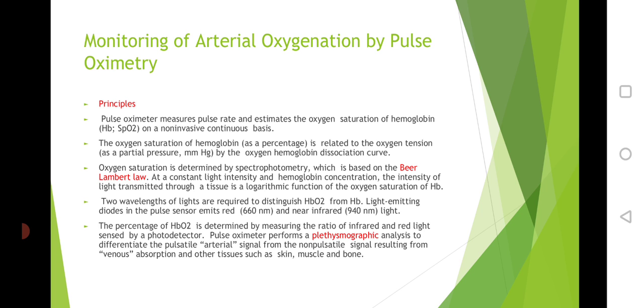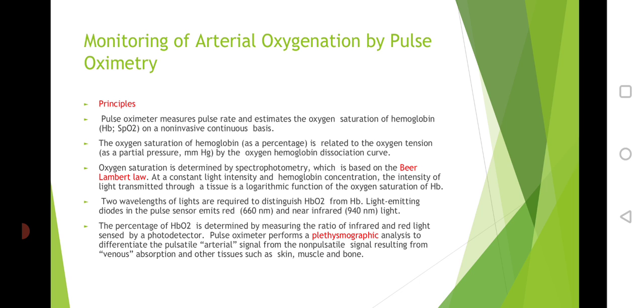Monitoring of arterial oxygenation by pulse oximetry. Principle. Pulse oximetry measures pulse rate and estimates the oxygen saturation of hemoglobin on a non-invasive continuous basis. The oxygen saturation of hemoglobin as a percentage is related to the oxygen tension by the oxygen hemoglobin dissociation curve. Oxygen saturation is determined by spectrophotometry, which is based on the Beer-Lambert law.